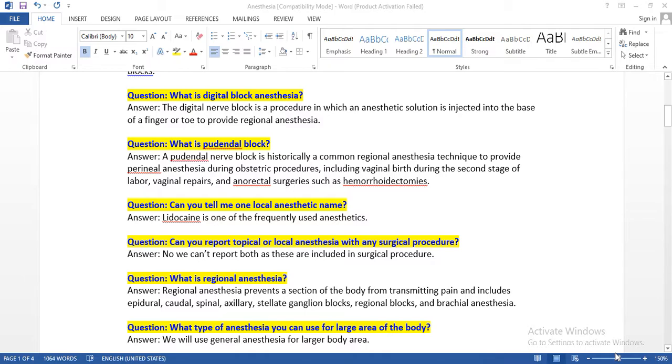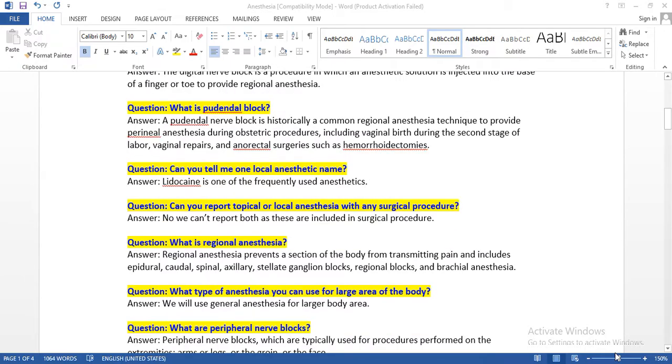Next question: What is digital block anesthesia? Answer: The digital nerve block is a procedure in which an anesthetic solution is injected into the base of a finger or toe to provide regional anesthesia. See, digital means digit, so that is digital block anesthesia.